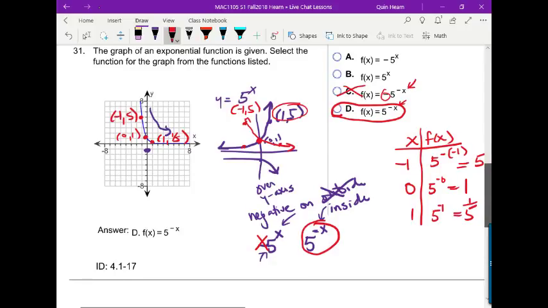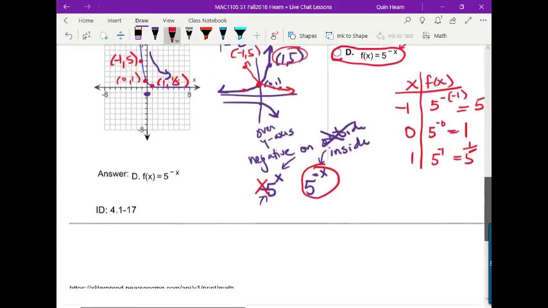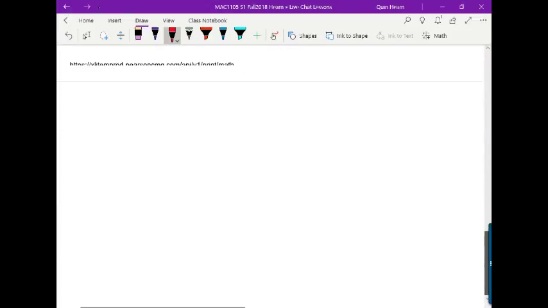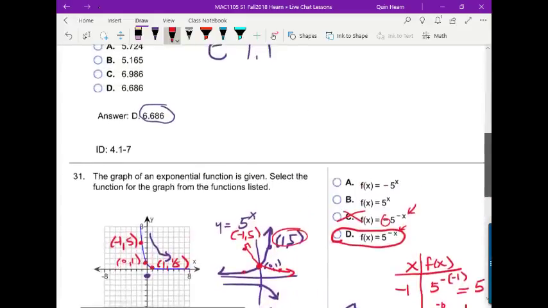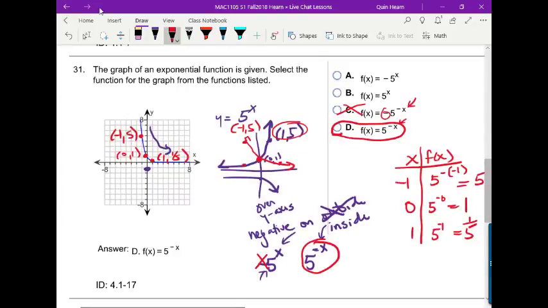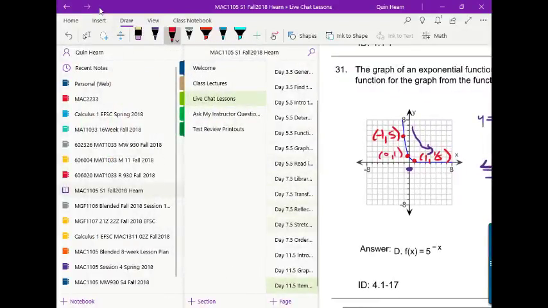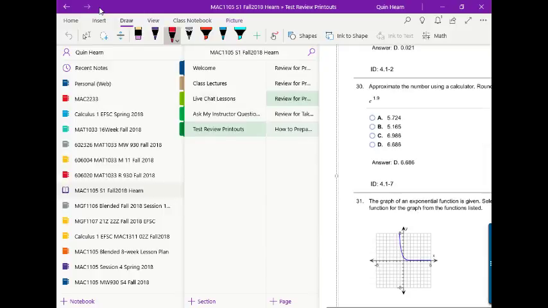Remember, you can ask questions by typing into the comment box. All right, now we're going to look at a couple more questions from the review. I'm going to grab the review page here. Test review printouts. Okay.